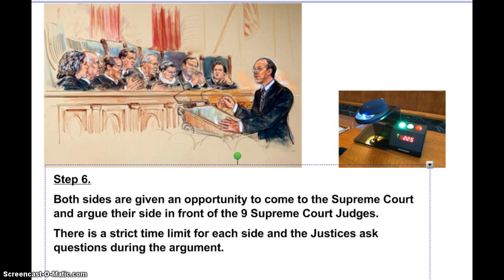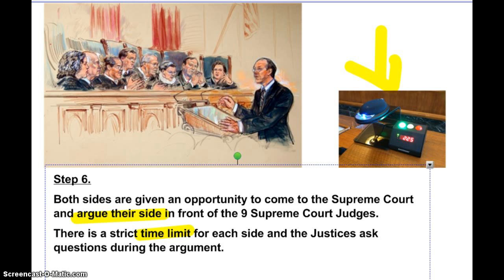Now we're actually in the court, and they don't allow cameras in the court, so we have an artist's drawing here. And what happens is both sides are given an opportunity to come to the Supreme Court, and each gets to argue their side in front of the 9 Supreme Court justices. The justices sit up there and listen. There is a strict time limit for each side, and you can actually see they have a timer, and they have red and yellow and green lights to kind of let you know when you have to stop talking.